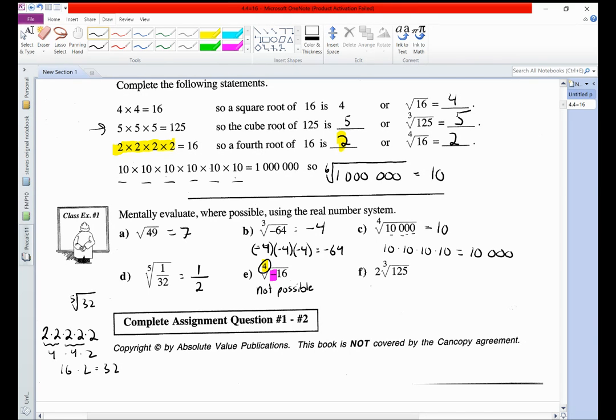And then in this case, this is like saying 2 multiplied by the 3rd root of 125. And if you remember your cube root chart, you know that the cube root of 125 is just 5, and 2 times 5 is 10. So there's your answer.